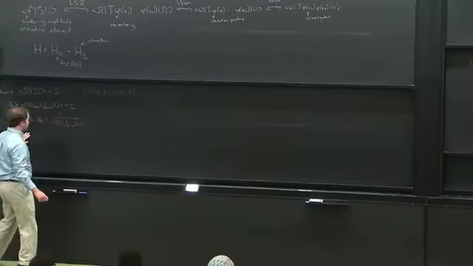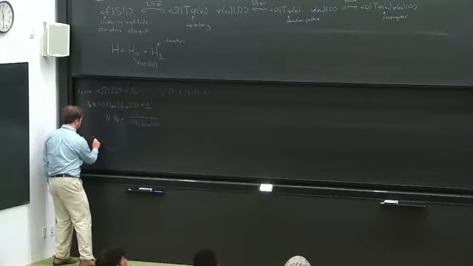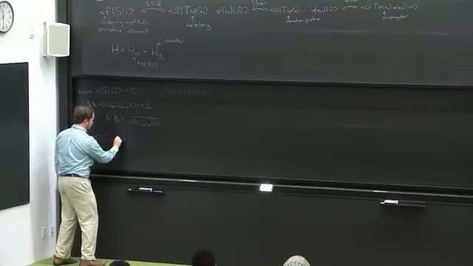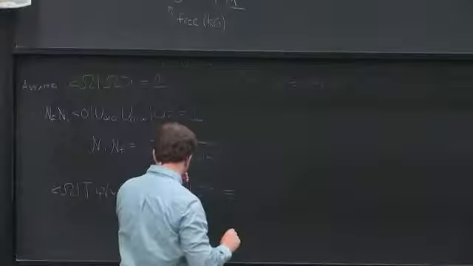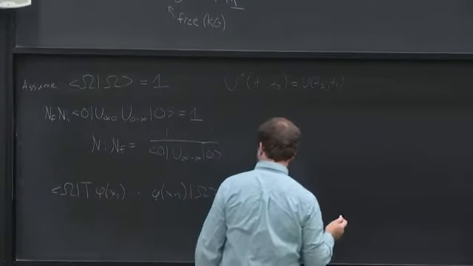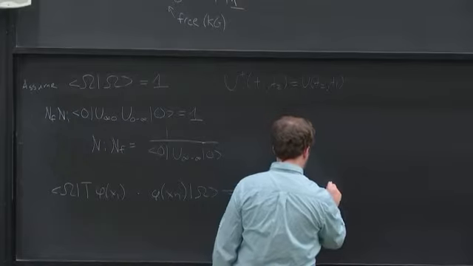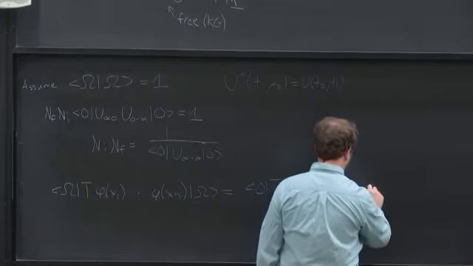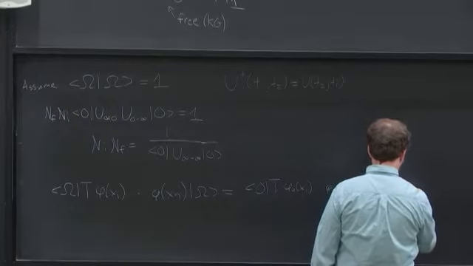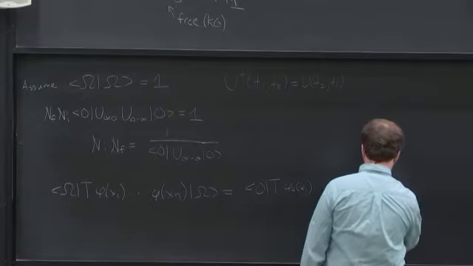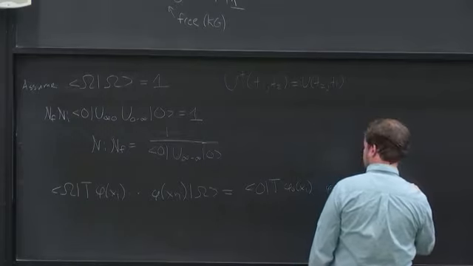Okay, so putting these results together, we get our final results. So the Heisenberg picture correlation function is equal to a ratio of interaction picture correlation functions. Just leave it in terms of the time evolution operators for now.